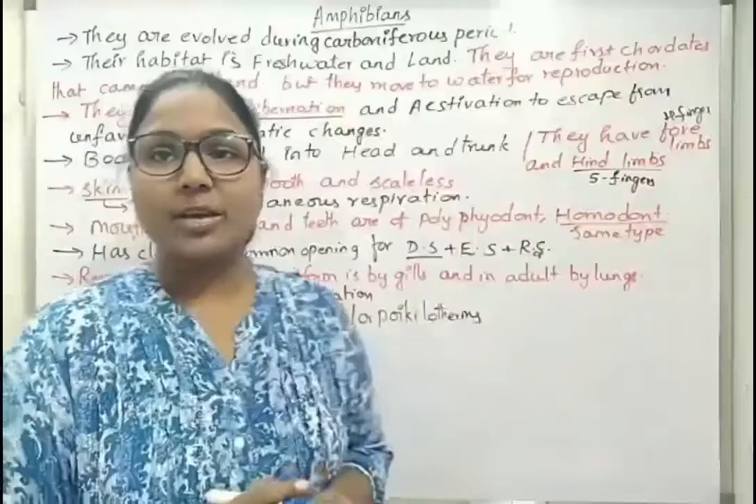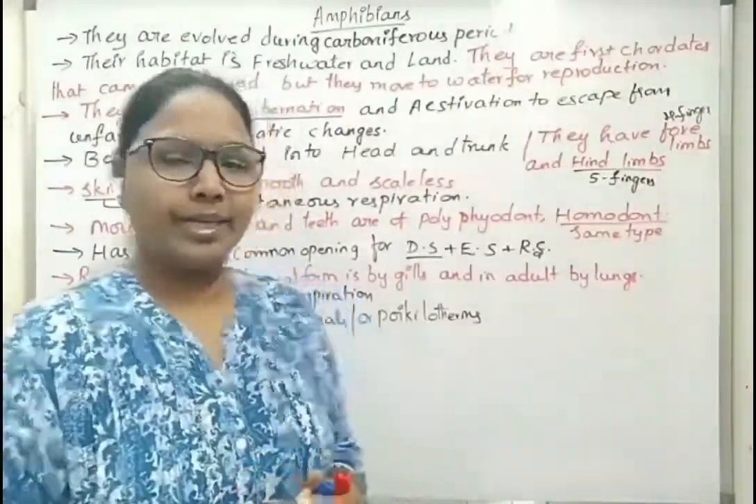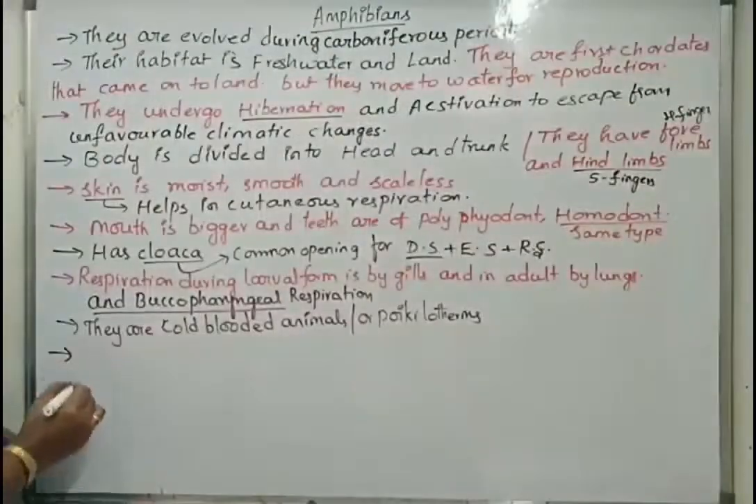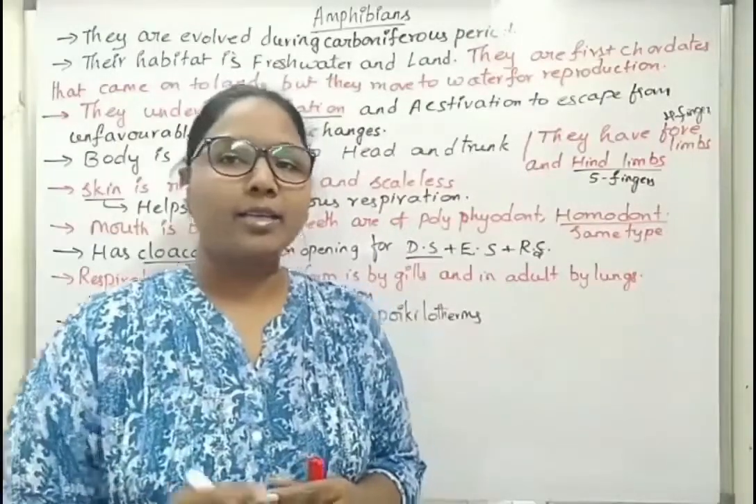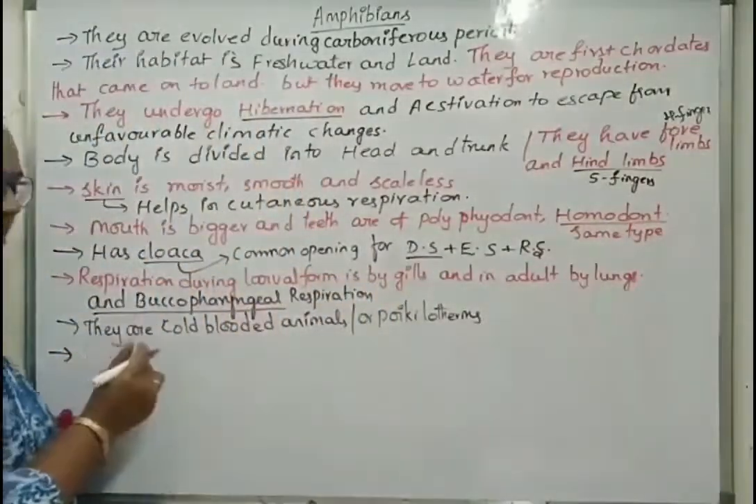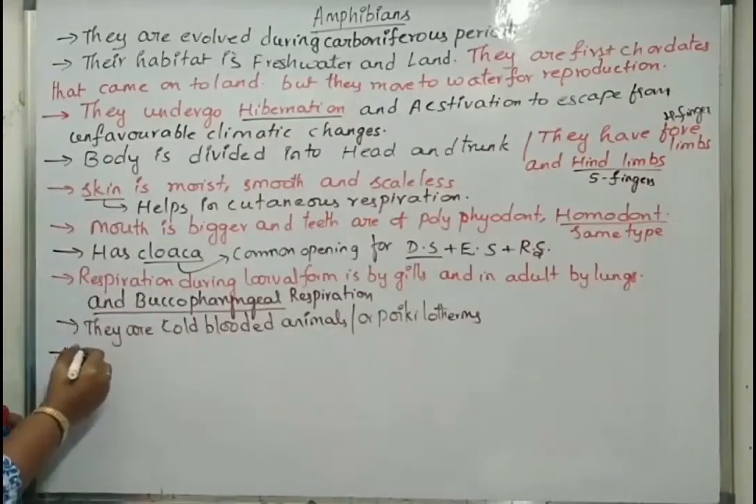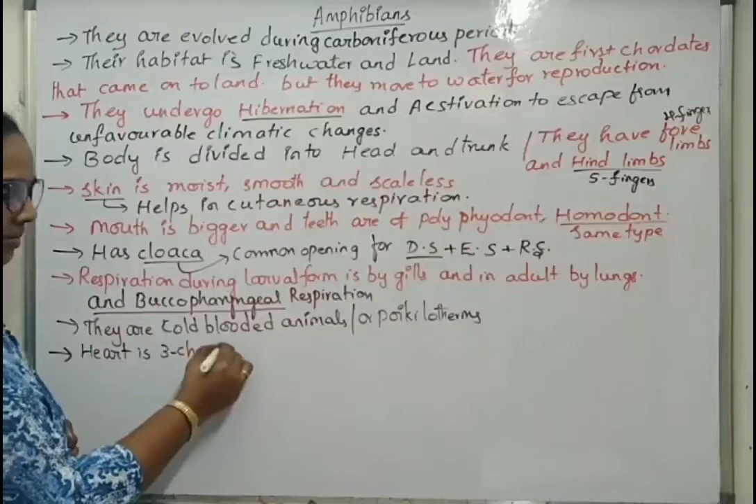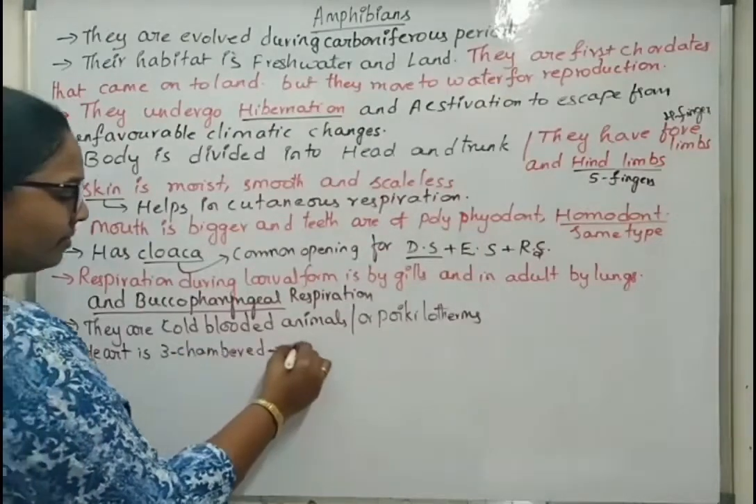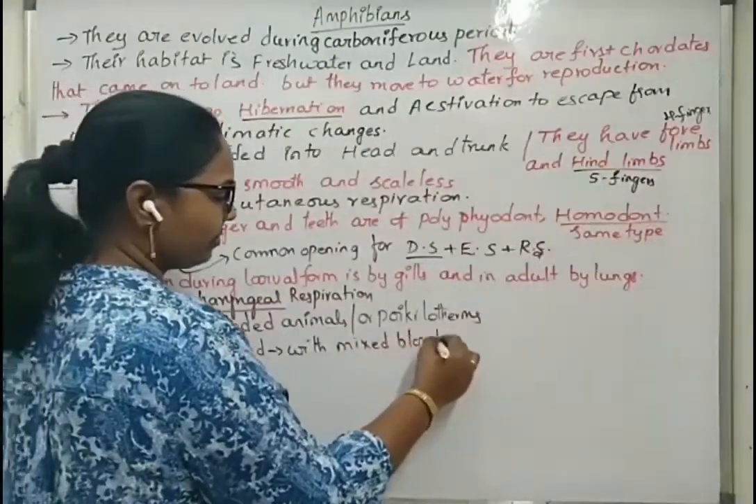Heart is three-chambered and it shows mixed circulation or a mixed type of blood. Means here oxygenated blood and deoxygenated blood are mixed in the ventricle part of the heart. So the three-chambered heart is carrying mixed blood in case of amphibians. Heart is three-chambered with mixed blood circulation.